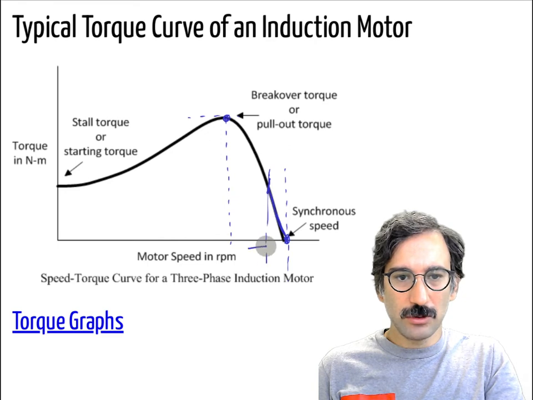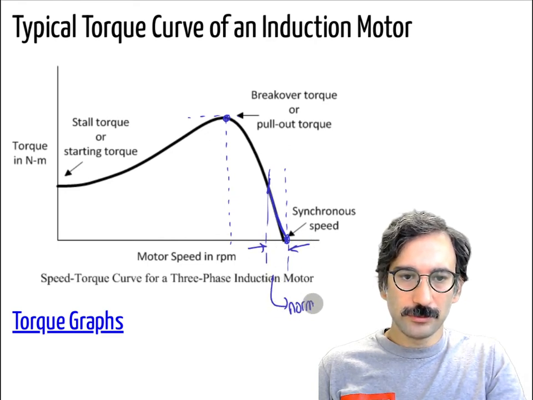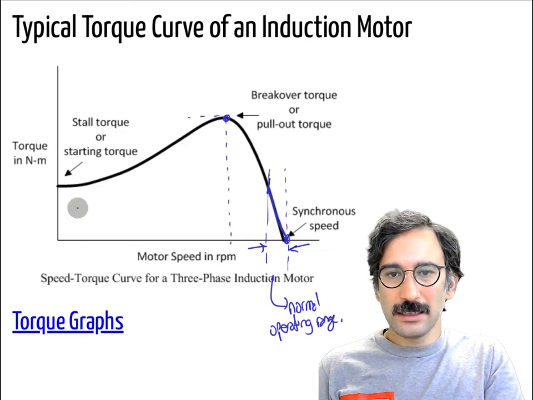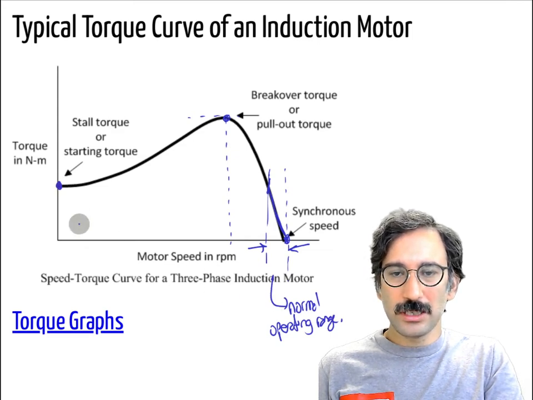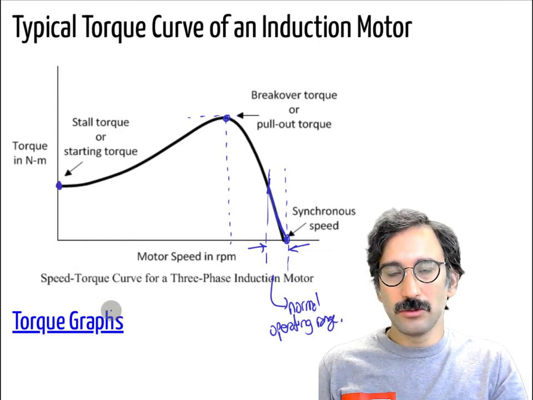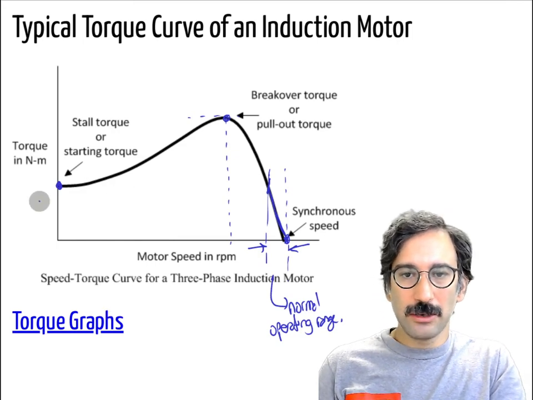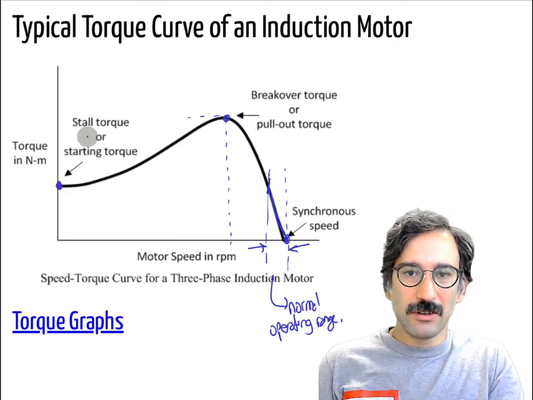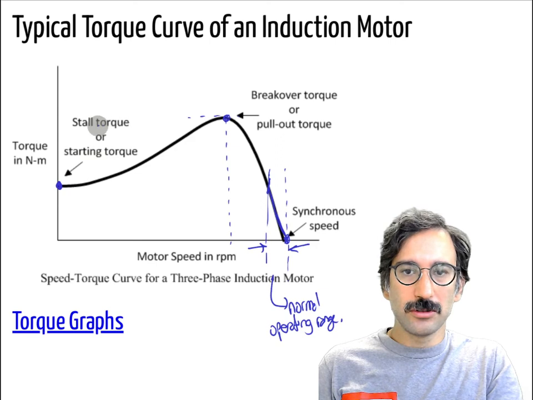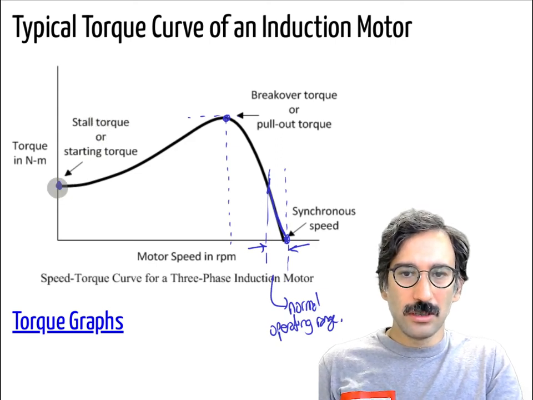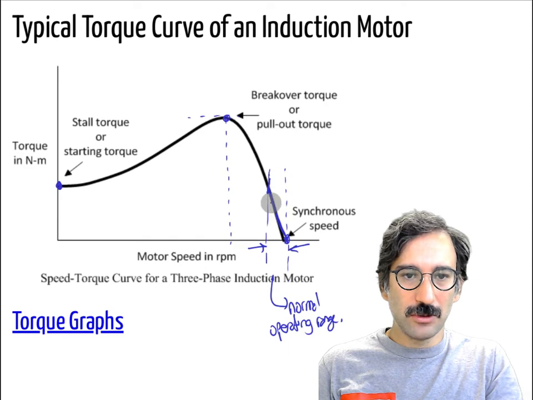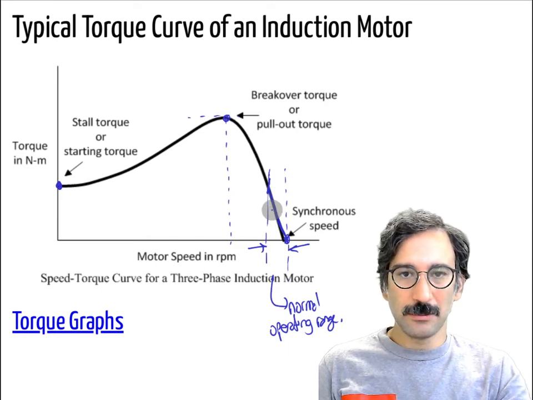Let me show it here. This is the normal rating range. And if you just connect your machine to the grid, or to whatever AC voltage source you have, it will generate some starting torque, that's called the stall torque, and then with time it usually increases to a maximum value, then it converges to the operating point.